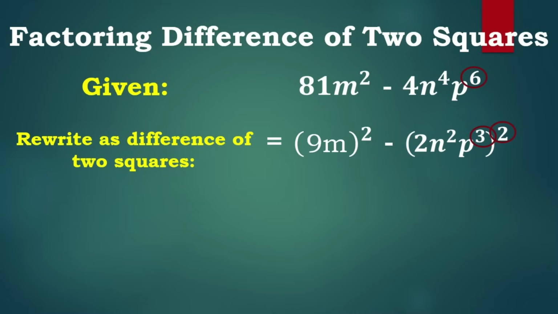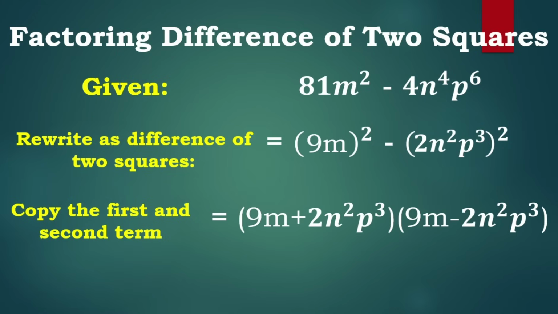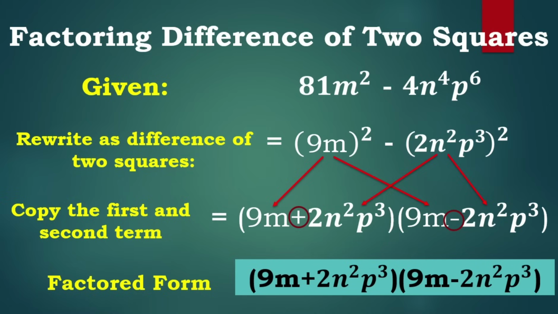Take note of your exponent. Okay? So, let us now copy the first and second term. Our first term will be 9m. Our second term will be 2n raised to 2, p raised to 3. So, you will just copy. Don't forget the sum and difference. So, our factored form is 9m plus 2n raised to 2, p raised to 3, times 9m minus 2n raised to 2, p raised to 3. It's always the sum and difference.